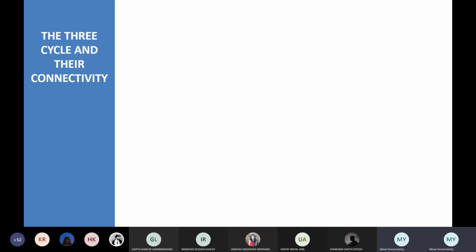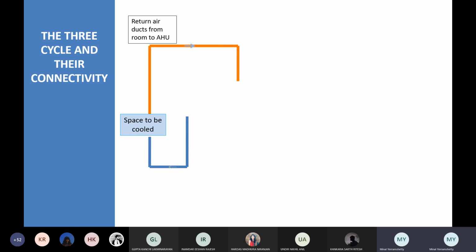And this is the slide which is going to show you the connectivity at all three levels. Okay. More or less the same, but a little different. So again, the space to be cooled, from there this duct is shown. So this is the duct that is going all the way to the AHU. And this is the return, the supply duct. The orange one is called the return duct. The blue one is called the chilled air duct from the AHU.